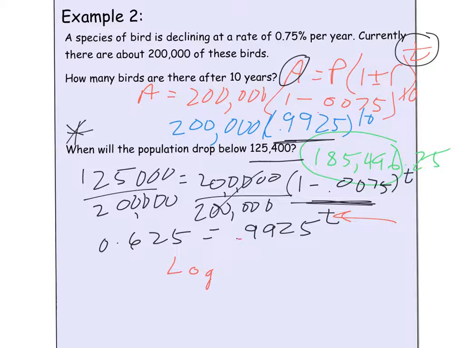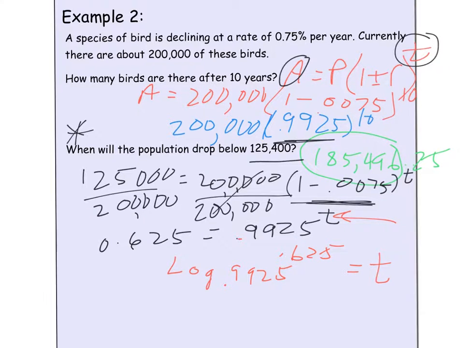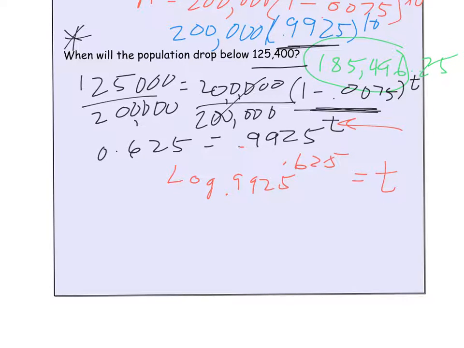So if I'm going to write this as a logarithm and solve, it'd be log base what? Let's hear from the gentleman. What's my base here? Is it 0.9925 or is it 0.625? Thank you. Log base 0.9925 of 0.625 equals t. So just plug that into your calculator and hit enter.